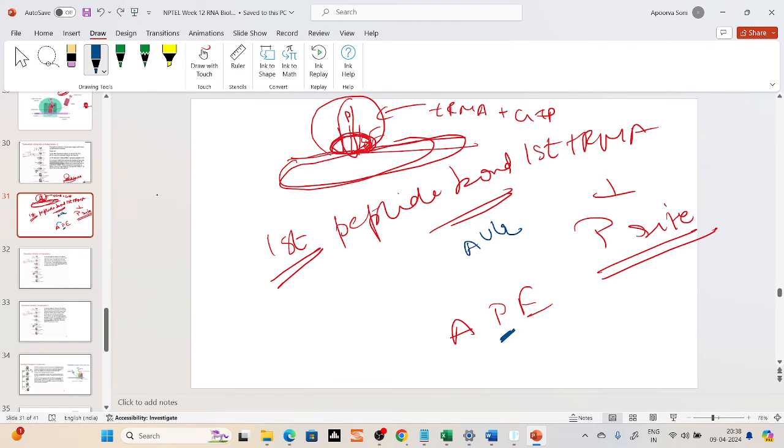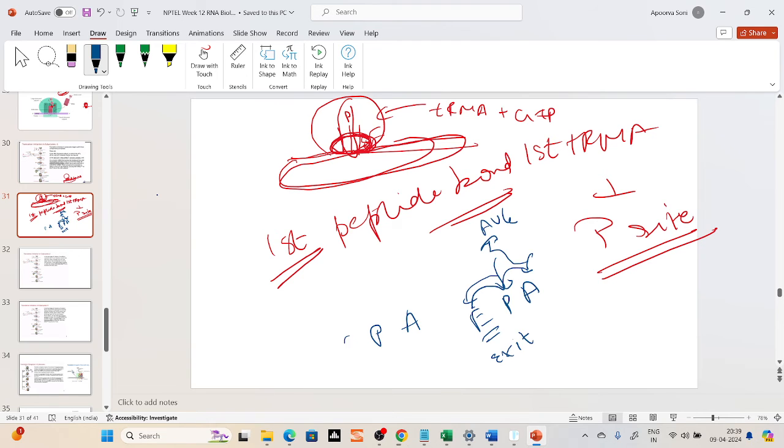Sorry, I have written it wrong. E, P and A. So first tRNA comes to the P site. It attaches AUG. Now the tRNA is empty. It will go to the exit. This is the exit site. Then again a tRNA comes to the A site. It attaches to the codon here, the amino acid here. It moves from A to P. So like this, it keeps on moving. It will go from P to exit. It will go out.